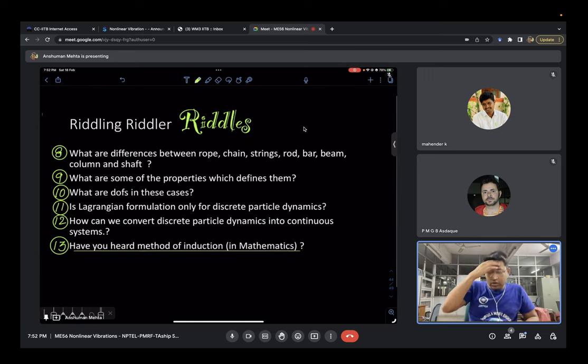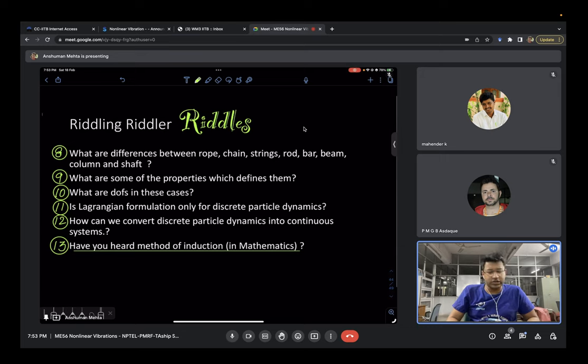So the first question: what is the difference between rope, chain, string, rod, bar, beam, column and shaft? Wherever solid mechanics is taught, mechanical or civil or anywhere, this is a common question. Then what are some of the properties which actually define them? For example, a rope, what is actually known about the rope? We always say tension. Then chain, again tension. String, again tension.